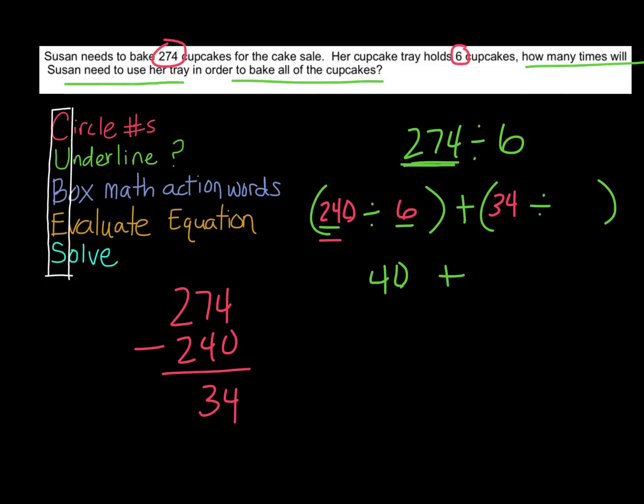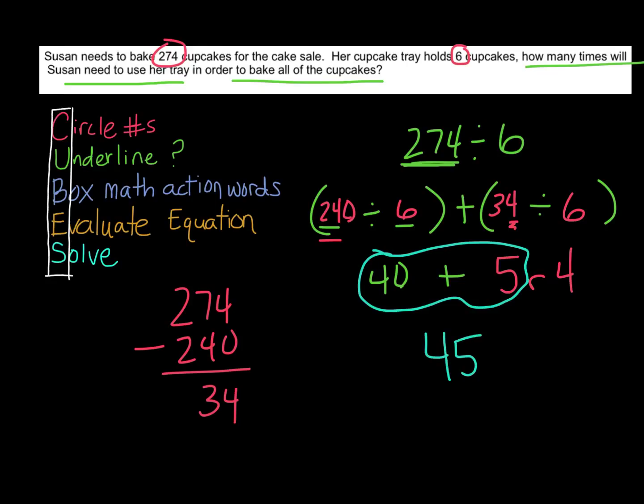So now I'm going to divide this side by 6. And this is where we end up with a remainder. I know that 6 times 5 is 30, and that's as close as I can get. So 6 times 5 gets me 30, but I'll have a remainder of 4. I'm going to put the whole numbers together for the quotient of 45, and then the remainder falls next to it, still remainder of 4.